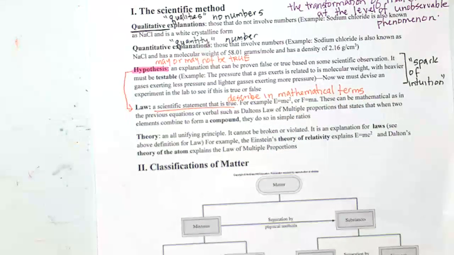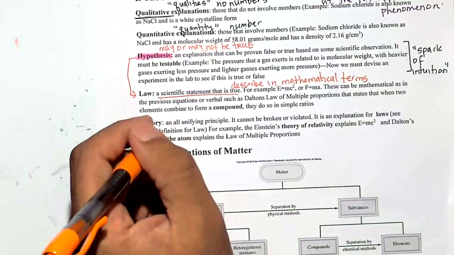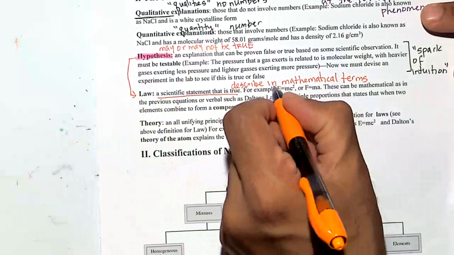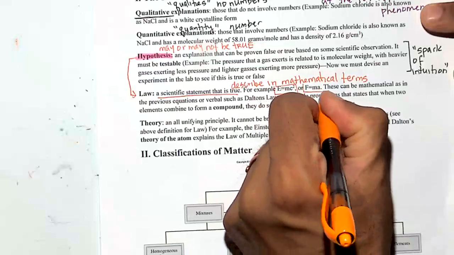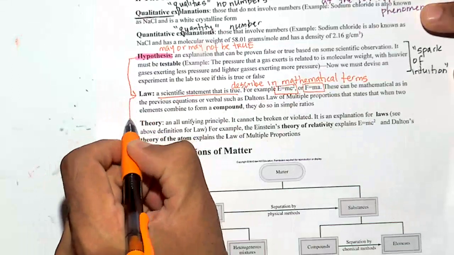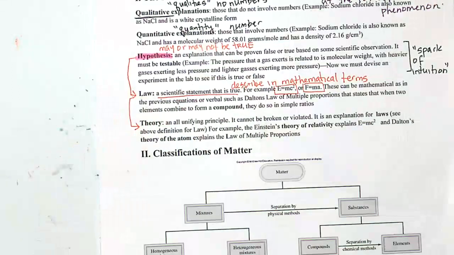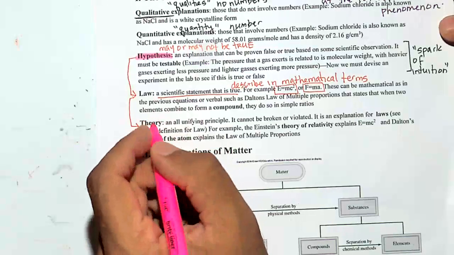So that's a law. After we describe this in math terms, some sort of equation, then we can test that law and we can test that law into a theory. This is an absolute truth, sort of like the sky is blue. Sort of like this is the truth. And that would be a theory.